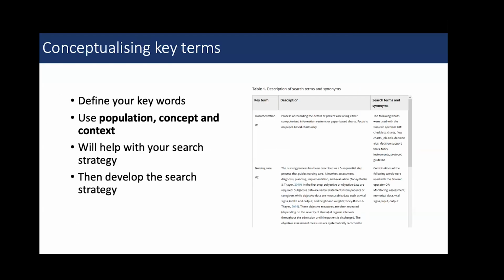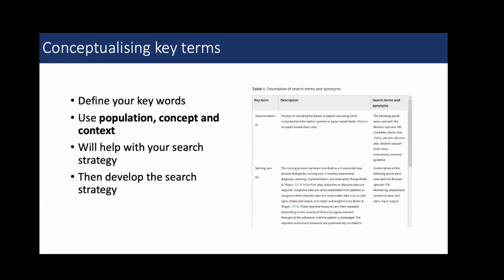The next thing I'll go through is part of developing that protocol, something we call conceptualizing key terms. So what are these things that we're looking at? We can use the mnemonic PCC, that's population, context, and concept, which suits scoping reviews better than trying to use PICO. This also will help you define your search and write down your search strategy, and as you're developing it, it will come in handy.